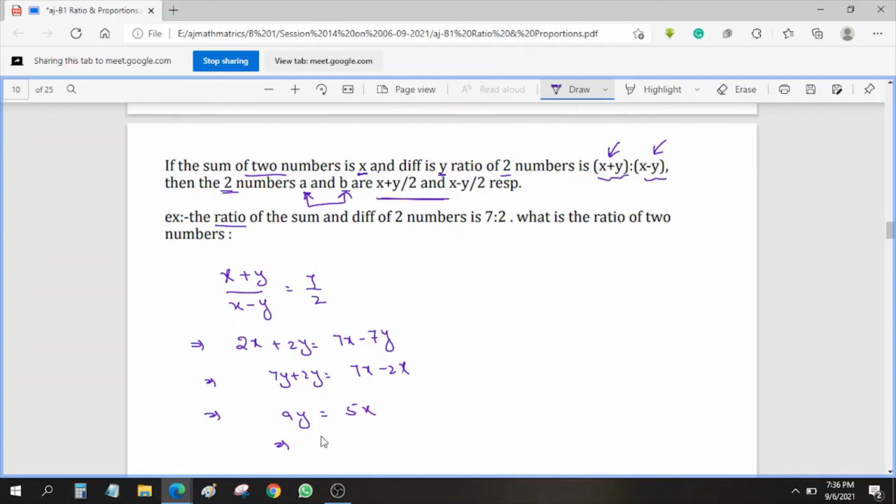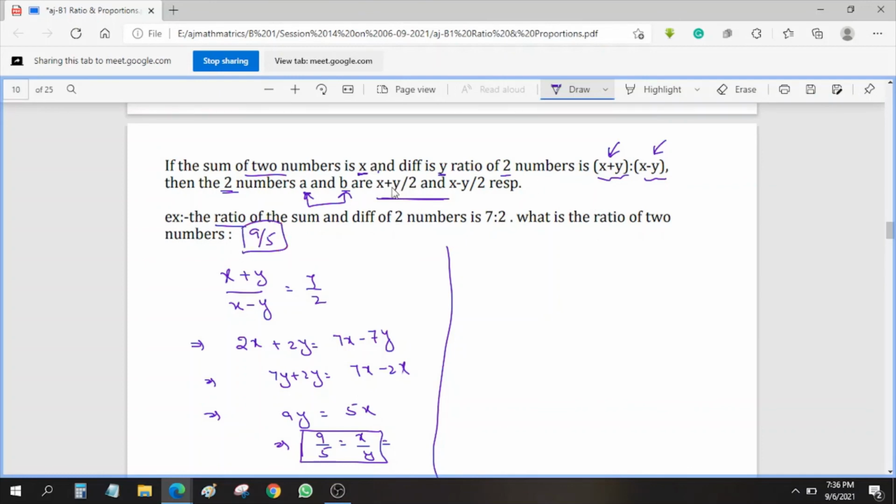Now x by y I am going to find out, so I am taking 5 to this side. x by y is equal to 9 by 5. That's it, 9 by 5 is the answer. So this is the normal way of doing it. If you don't remember the formula, this is the answer for the question. So what's the answer now? 9 by 5.